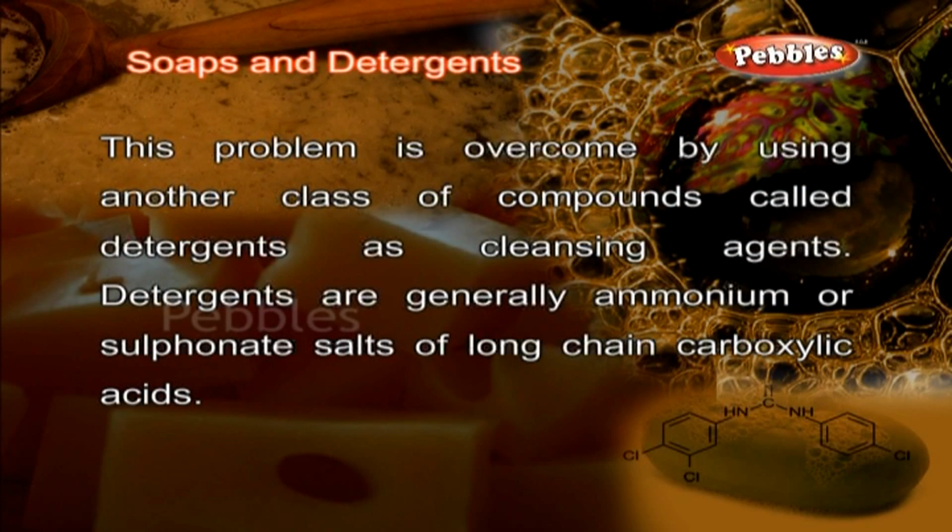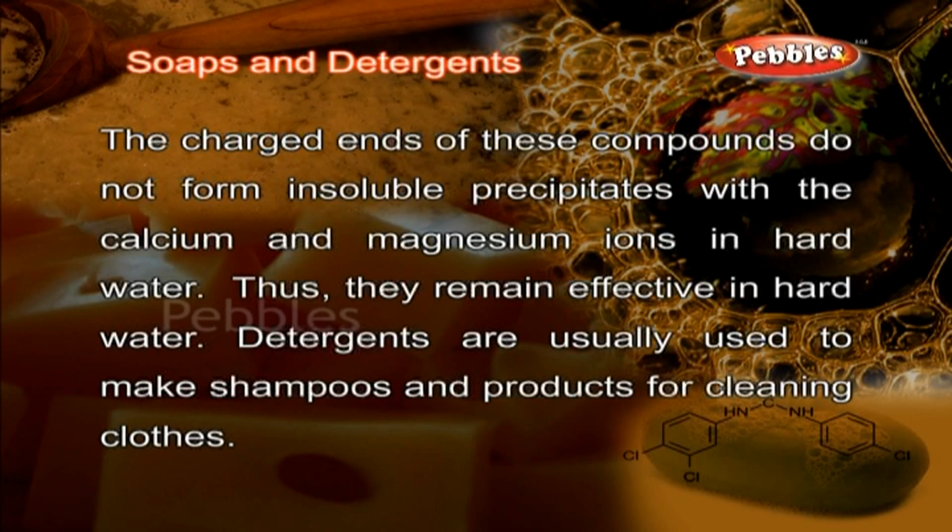This problem is overcome by using another class of compounds called detergents as cleansing agents. Detergents are generally ammonium or sulfonate salts of long-chain carboxylic acids. The charged ends of these compounds do not form insoluble precipitates with the calcium and magnesium ions in hard water. Thus, they remain effective in hard water.